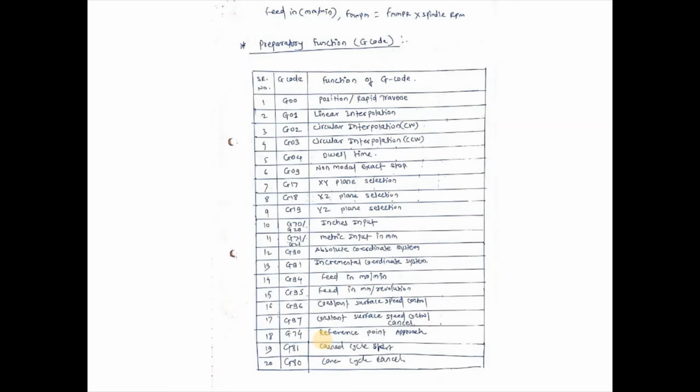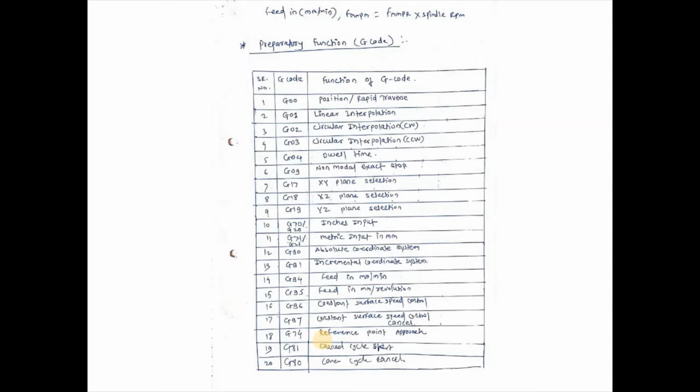Suppose we are going to make a program. At that time, which system we are going to use is the most important. So before starting the program, we have to mention the coordinate system, whether you are going to use absolute or incremental. Okay, we will see in the next lecture the meaning of absolute and incremental. We will just see the overview of the preparatory functions.